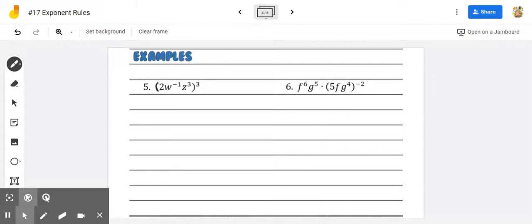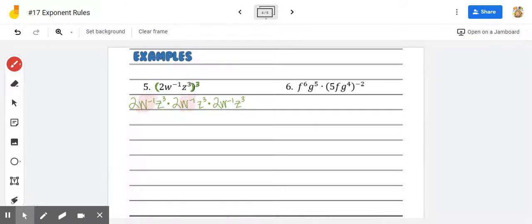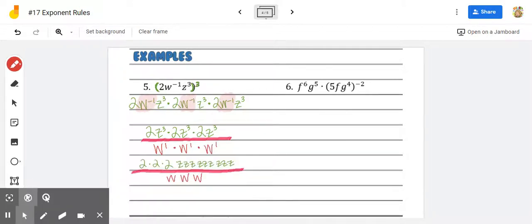On example 5, we have parentheses with a power of 3 on the outside. So remember what the power of 3 means. It means times me by myself 3 times. Now when we write these out, SpaghettiOs, we don't like those negative powers on the w's. So when you have negative powers, we rewrite them. And we rewrite them on the bottom. So we're going to put a w to the first. So as we write these out, we have 2 times 2 times 2, which ends up an 8 at the top.